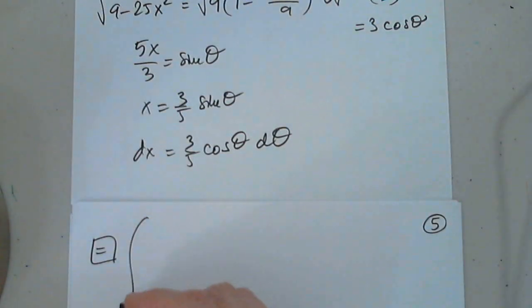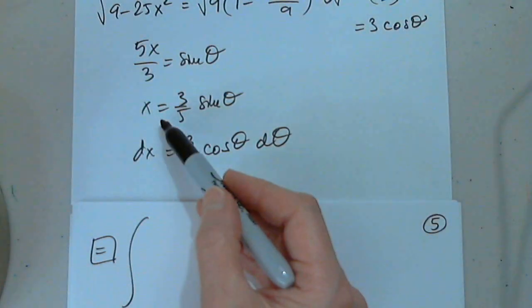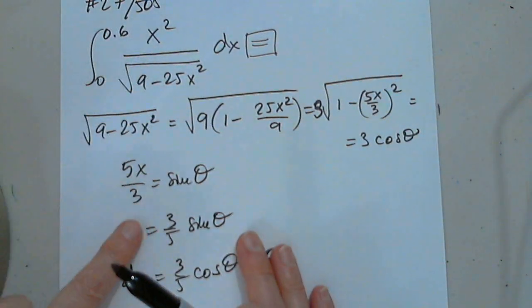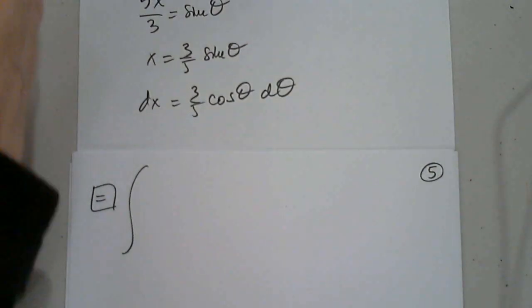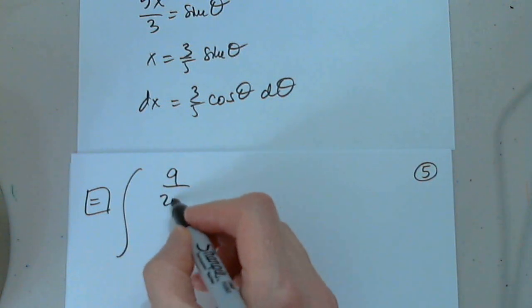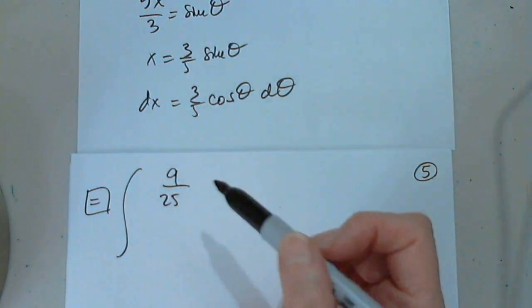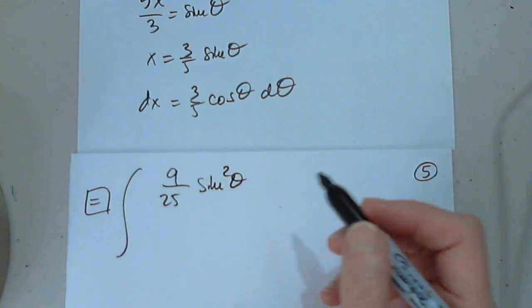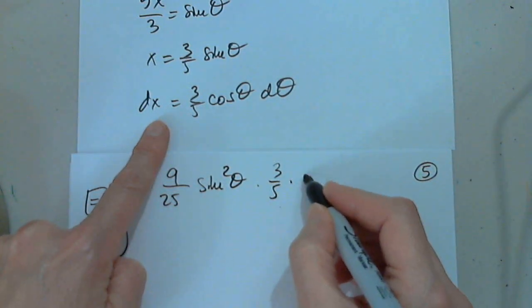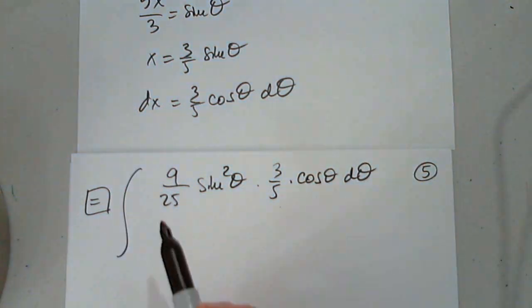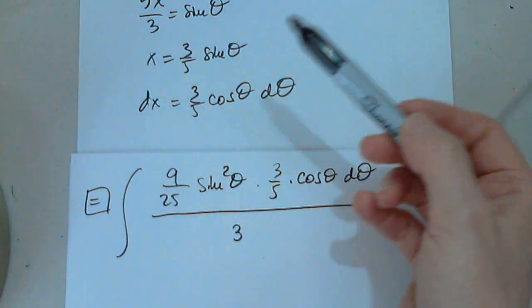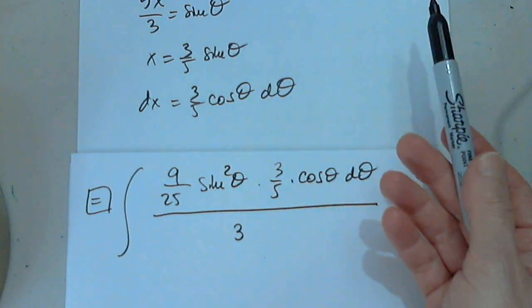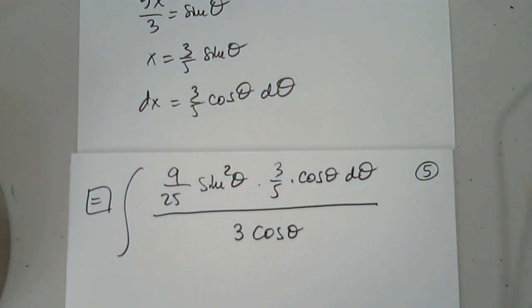I'm on page 5. So I boxed it in, the integral. X, but I have to square it. It says x squared, so I have to square this. So I have 9 over 25 sine squared. And now I have to multiply by dx, 3 over 5 times cosine theta d theta. And now again, the denominator, we already know it has to be 3 cosine theta, because we had 5/3 x equals sine theta, and we get cosine theta.